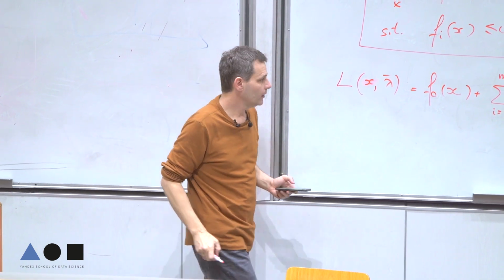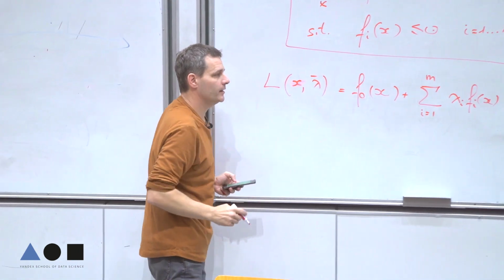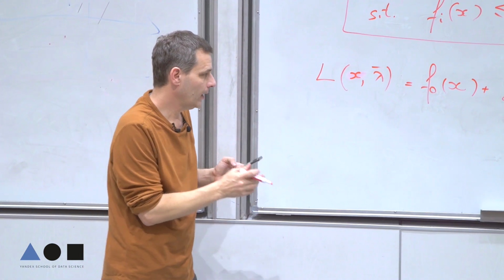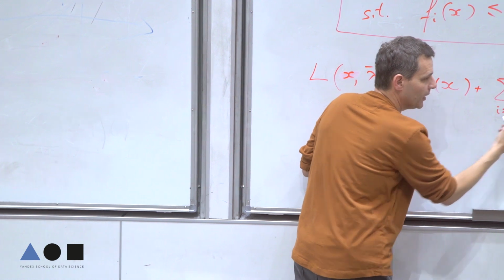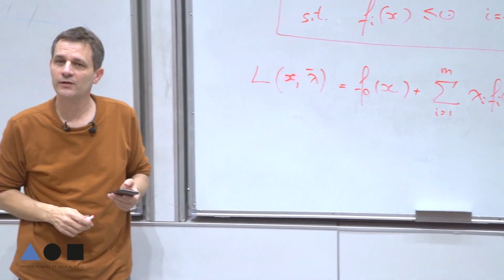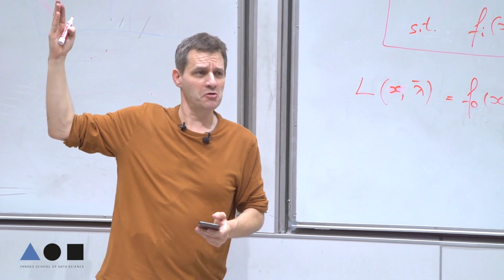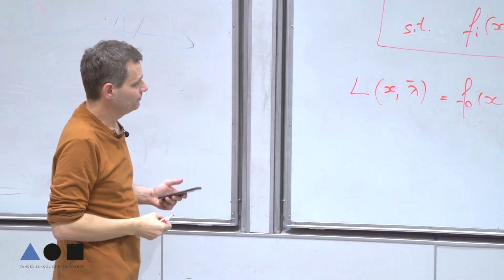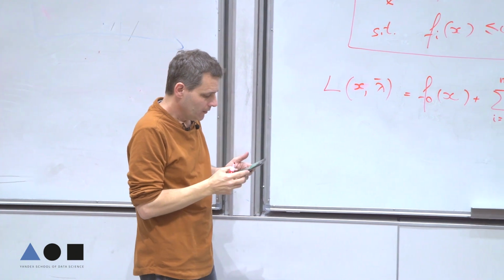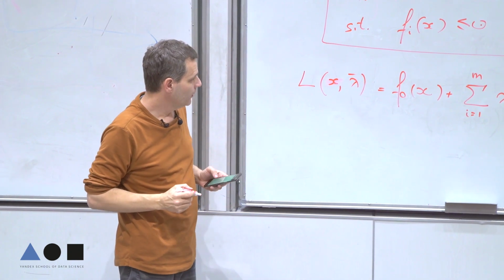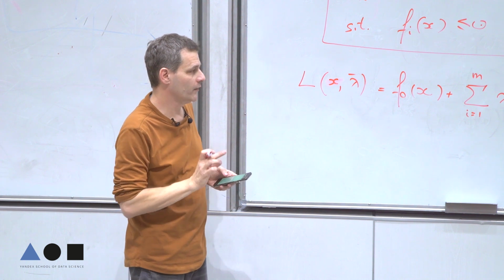So you define this Lagrangian function, and these lambdas are called Lagrange coefficients, or Lagrange multipliers. How many of you have done this in the past? Oh, good, good. So maybe that would be easier for you. They're also called dual variables.